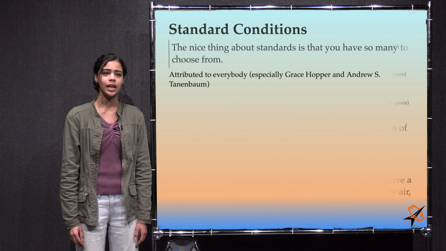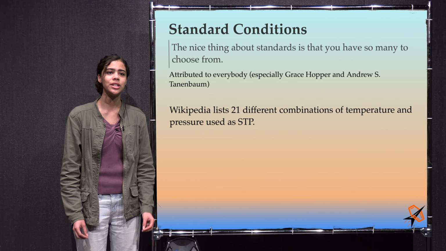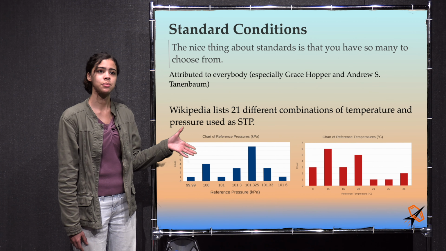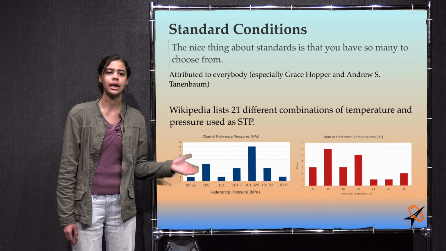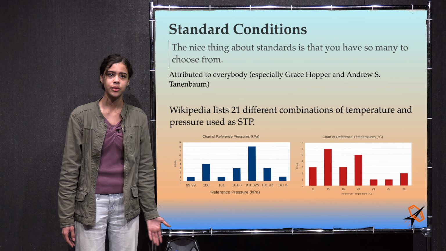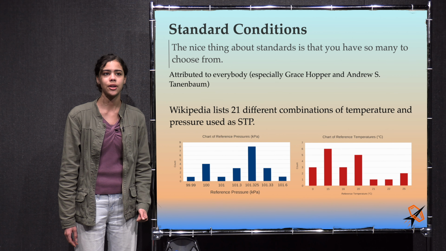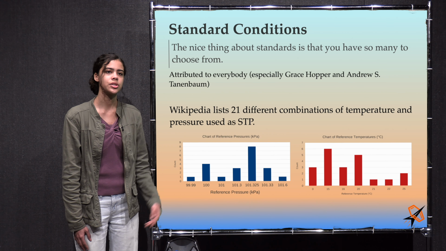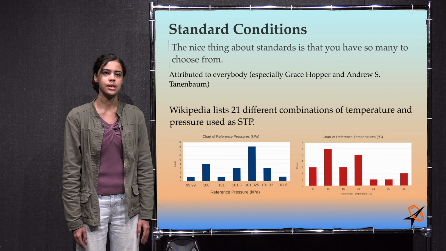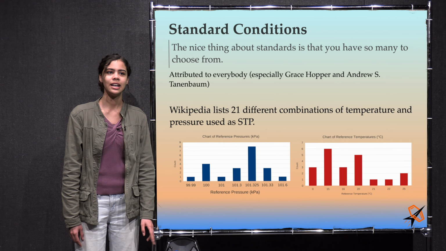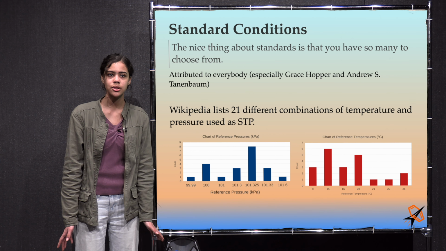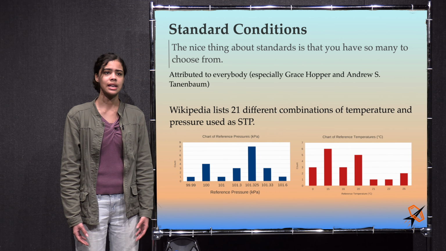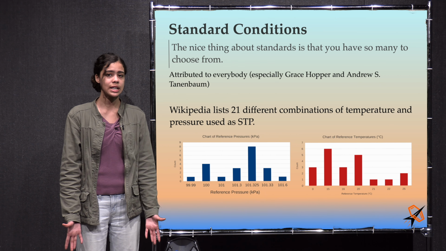If you check Wikipedia, you'll find that it lists 21 different combinations of temperature and pressure that are used as standard temperature and pressure. The bar charts display the different values of temperature and pressure that are used and their relative frequency. For standard pressure, 101.325 kilopascals, or 1 standard atmosphere, was the most frequent, with 1 bar being the second most frequent. For standard temperatures, the most frequent was 15 degrees Celsius, with 20 degrees Celsius in second place, and the one that I learned in high school, and the one that we are going to use, 0 degrees Celsius, is tied with 16 degrees Celsius for third place. So when someone says, at STP, be sure to ask, at which STP?